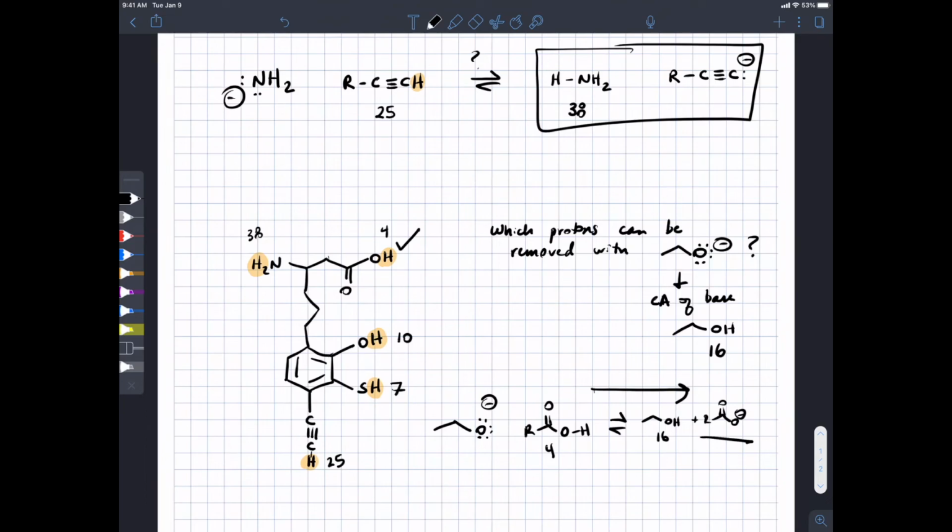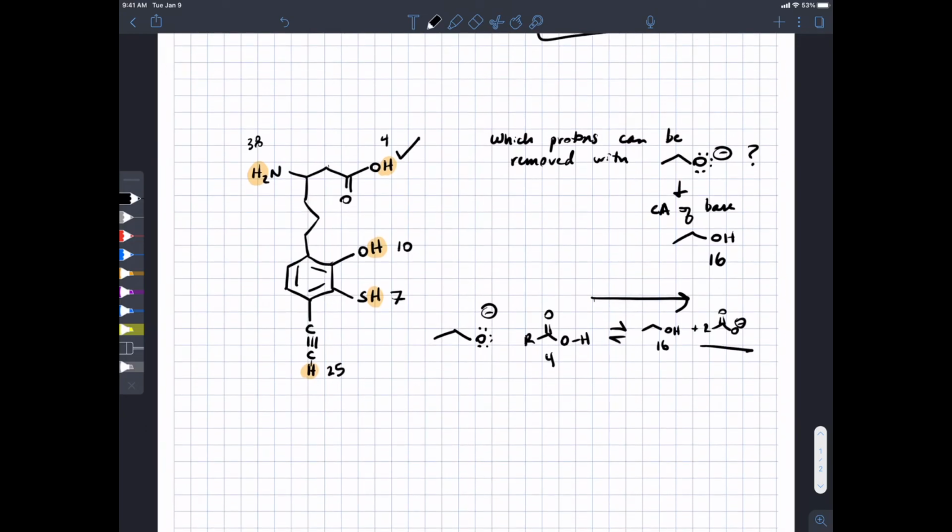Well, we could do this again with the amino group. And draw the conjugate acid and the conjugate base. Line up the pKa's. So what do you conclude there? Can ethoxide remove a proton from the amine? No, not going to happen. All right?